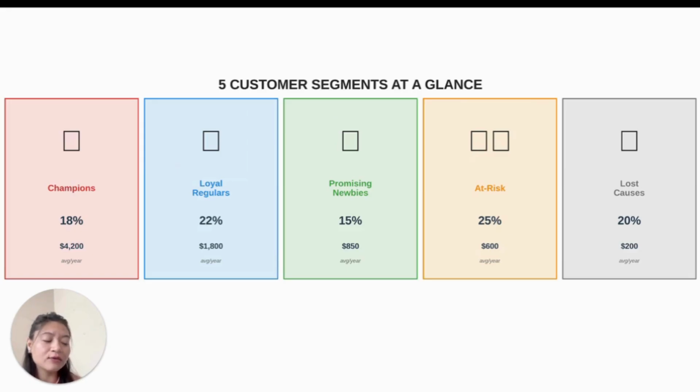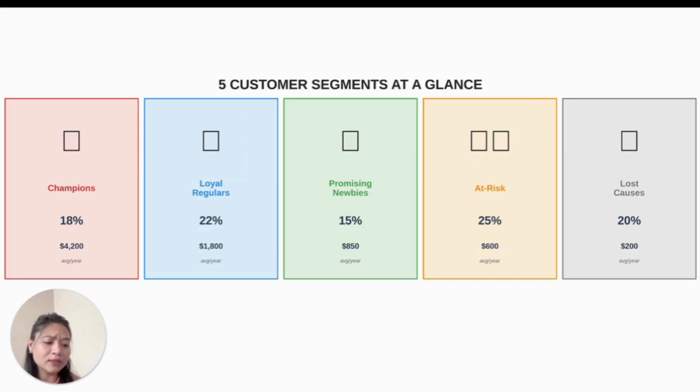And potential loyalists, they are recent frequent buyers, engage them. At-risk buyers who haven't purchased recently, win them back. And lost customers haven't bought in months, so you'll have to create reactivation campaigns. Each segment needs a different marketing strategy. You wouldn't send a win-back offer to your champions, right?